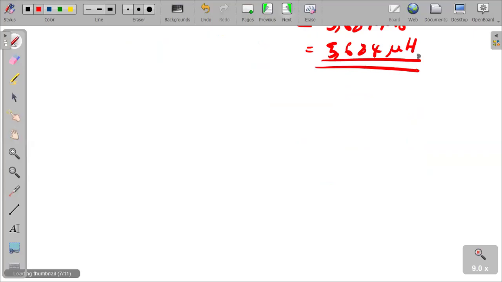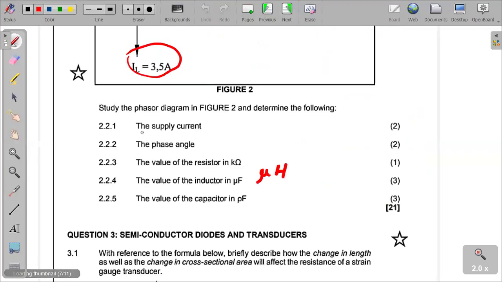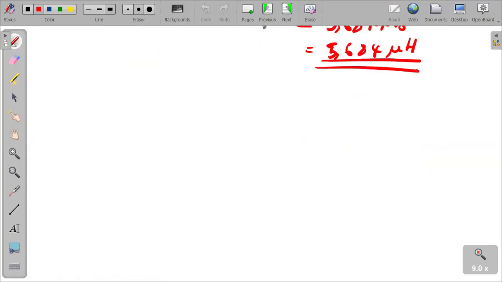Now, the next question was saying the value of the capacitor in picofarads. So the value of the capacitor in picofarads, it means first things first, we have to calculate XC again. So we are saying XC is equal to V over IC.